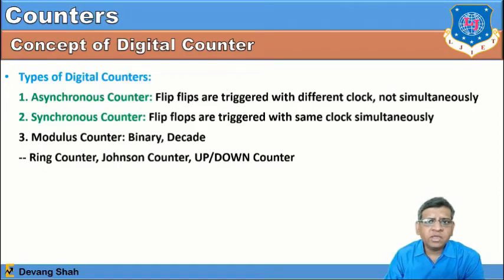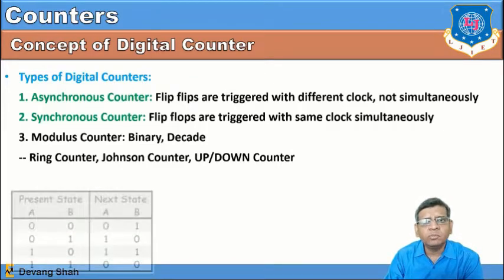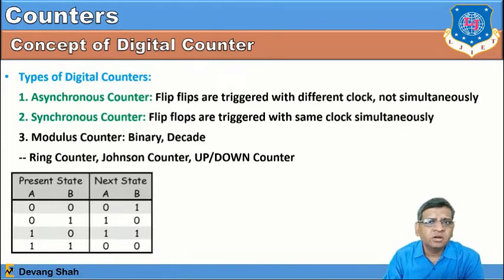In that way, we can also design counters like the binary counter, BCD counter, decade counter, and in the same way the ring counter, Johnson counter, and up-down counters. We can also design them, right? As such, it is a counter.